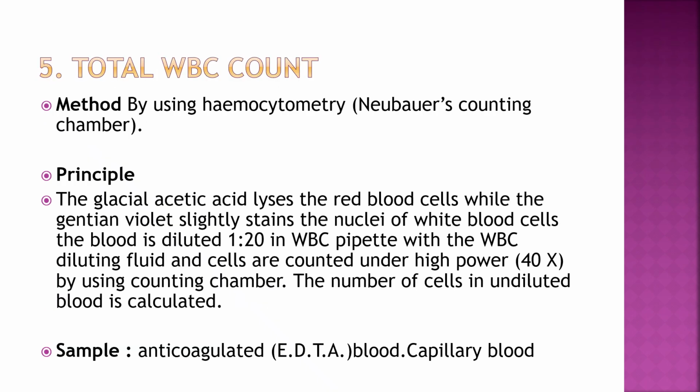For WBC count, the method is hemocytometry, using Neubauer's chamber. The principle is that the WBC diluting fluid contains glacial acetic acid, which lyses the red blood cells, and gentian violet, which stains the nuclei of the white blood cells. When you do a 1 to 20 dilution in the WBC pipette and see under high power, you will see only WBCs, and then you can count them. The sample used is anticoagulated, that is EDTA blood or capillary blood.